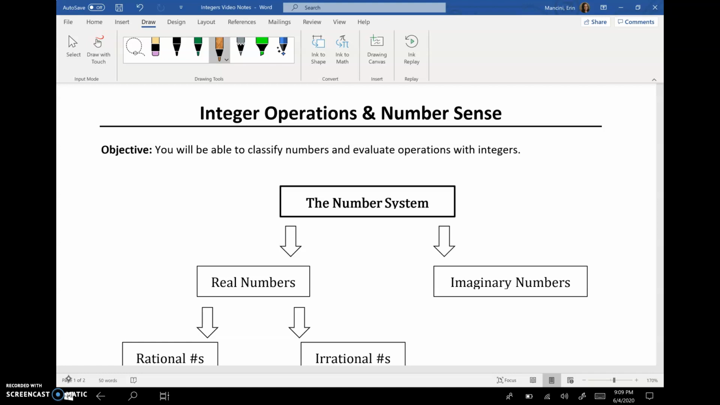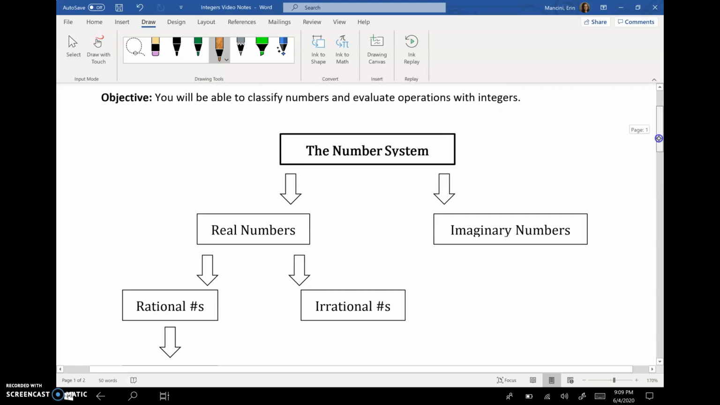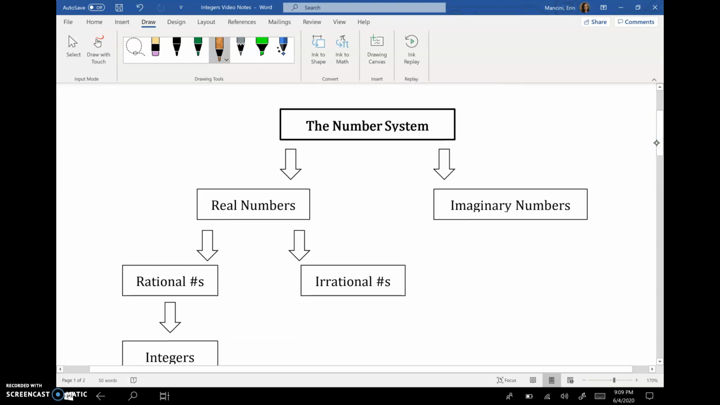And this may sound simple, but really understanding numbers well is the key to understanding any higher level math. Okay, so first we're going to start by classifying numbers quickly, and then we're just going to talk about operations with integers. So you might want to know what an integer is first, and an integer falls under the number system.